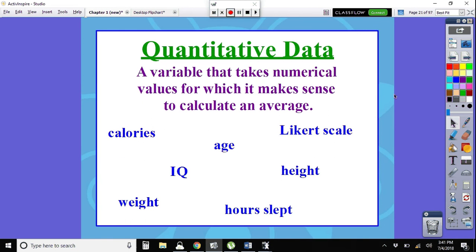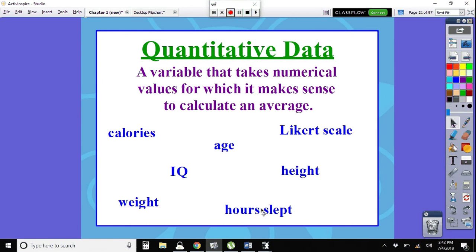Quantitative data is a variable that takes numerical values for which it makes sense to calculate an average. With our categorical data, many of our variables were things that had words and really wouldn't make sense to calculate an average for. But it didn't necessarily mean that categorical data was always non-numerical values. We talked about in video 1 that area codes, for instance, or zip codes could be categorical variables. It wouldn't make sense to calculate the average area code of 5 people.